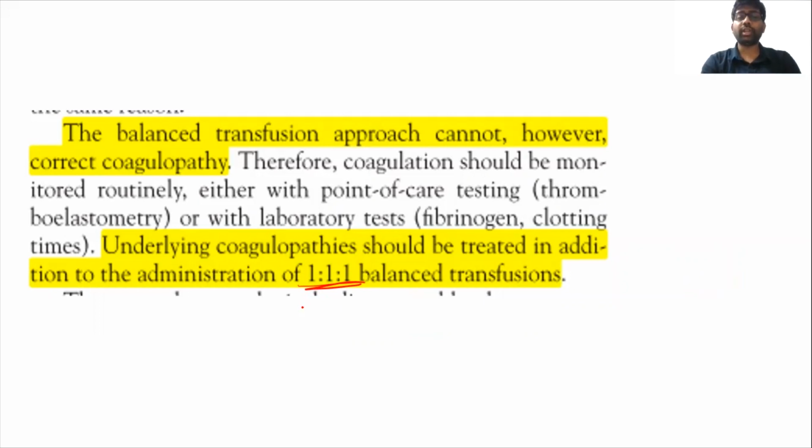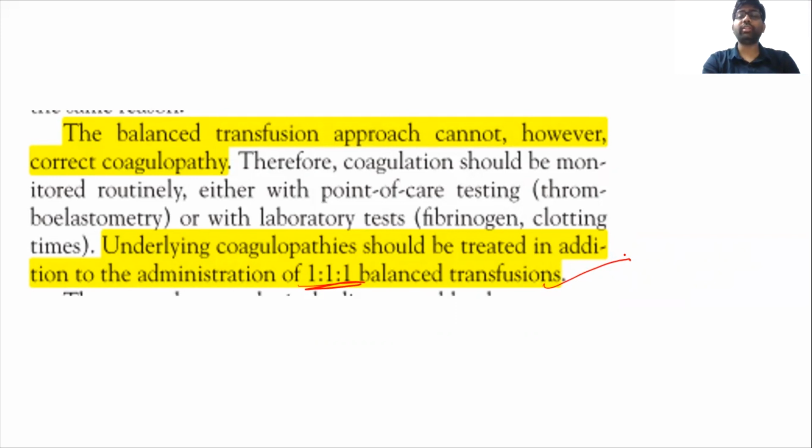What we have to understand is Bailey and Love clearly mentions that this balanced transfusion approach cannot correct the coagulopathy. We have to be very clear about it. This does not correct the coagulopathy. So what does this sentence mean? Taken from Bailey and Love, it clearly says that the coagulopathy should be treated in addition to the administration of the 1:1:1 blood transfusions. So if you think that providing this blood transfusion is enough, that FFP and platelets are enough for the coagulopathy correction, no, it's not that.